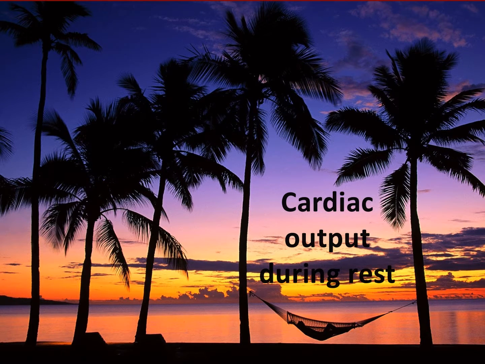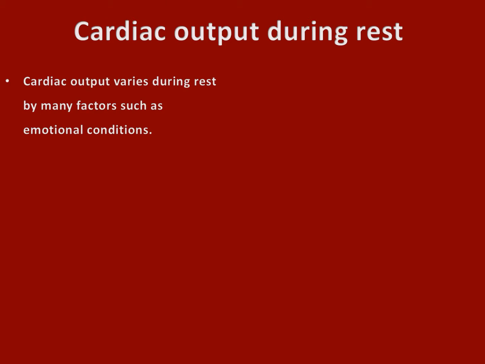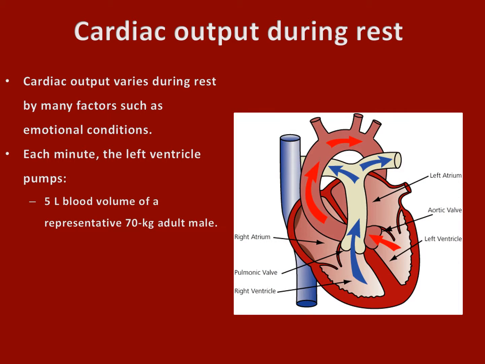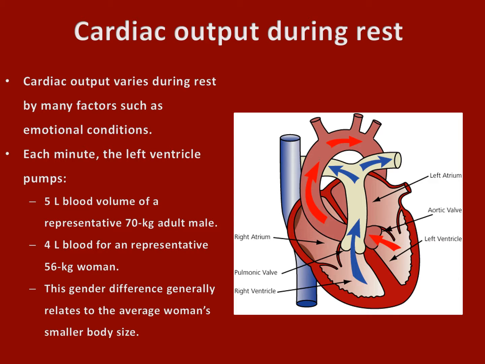Cardiac output during rest. Cardiac output varies during rest by various factors such as emotional condition. Every minute the left ventricle pumps 5 liters of blood for a 70 kg adult male, and 4 liters of blood for a 65 kilogram adult woman. These gender differences are due to a woman's average smaller body size.